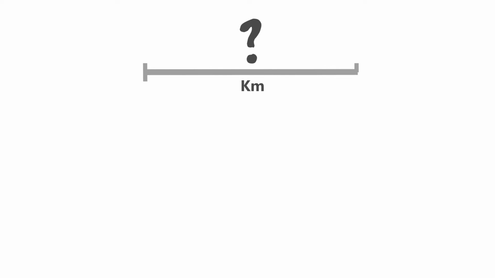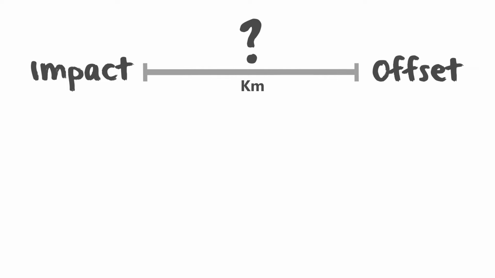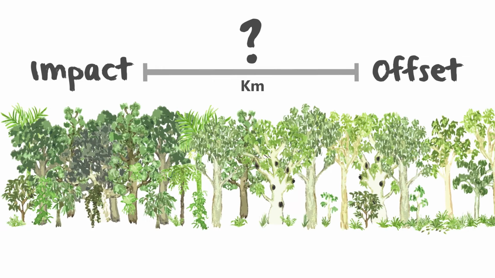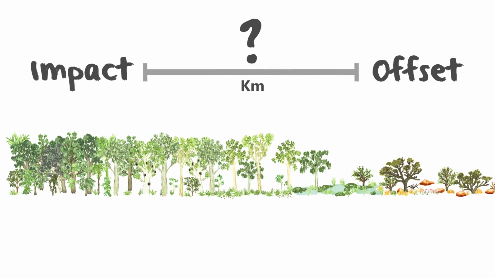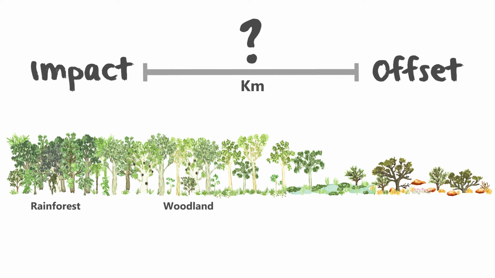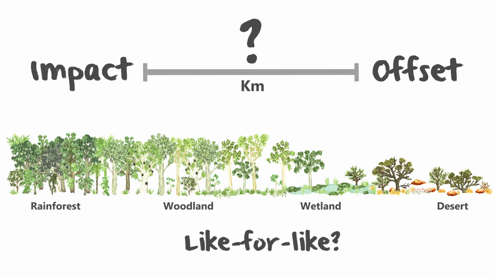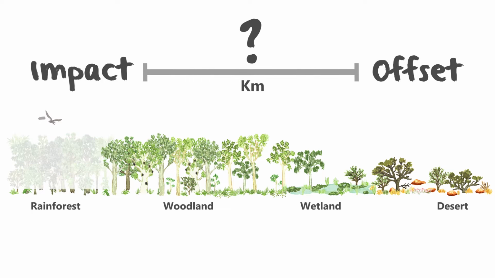One frequently encountered question in offsetting is how close offsets should be to the impact site. The further away we move from the impact site, the more different the habitats and species that live in them are likely to be, and so like-for-like offsetting becomes more difficult. Also, compensating the loss of a species that is very rare in the region where the loss occurs by creating a gain in another region where the species is common is not necessarily a desirable exchange.